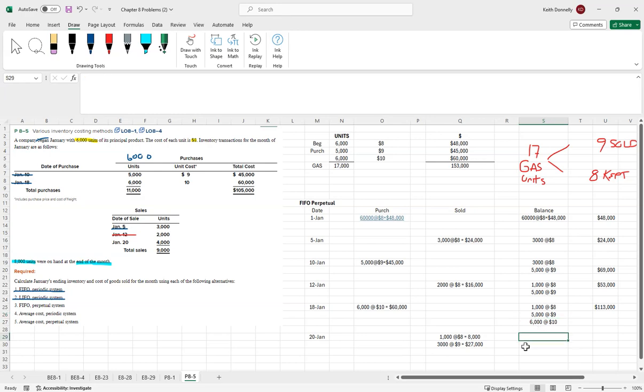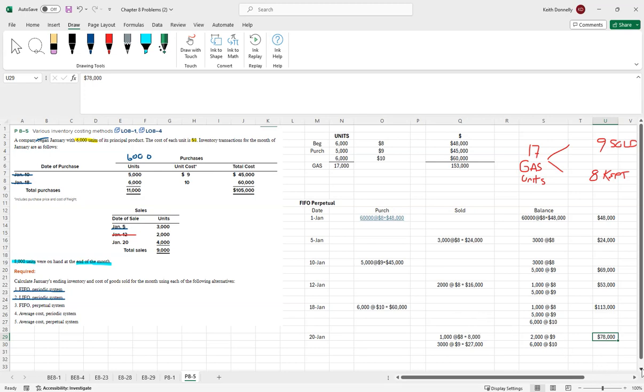What we have left over is 2,000 from that middle pile at $9. And then we have that last pile we didn't touch. This thing's still good right here. You do the math on that, and our ending inventory is going to be $78,000.